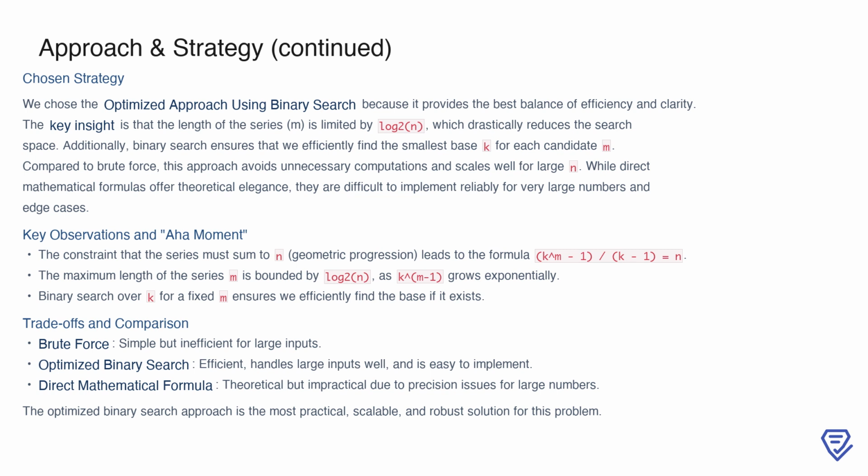iterations. Overall, while the brute force method is too slow for large inputs and direct formulas are less practical, the optimized binary search approach strikes a balance by being efficient, scalable, and reliable. This makes it the most practical solution for determining the smallest good base.